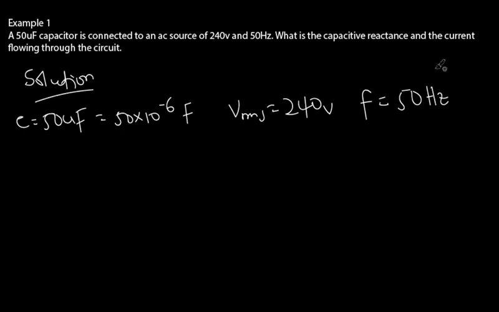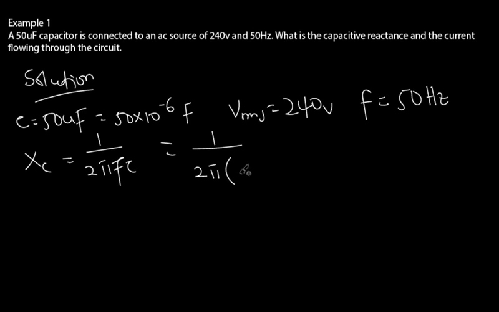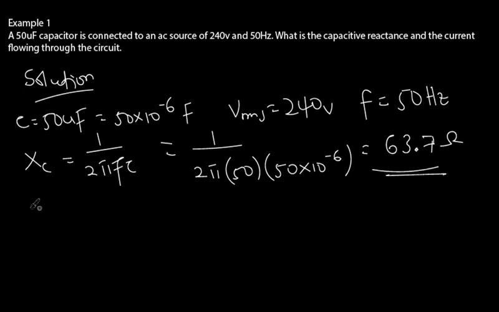We are asked to find the capacitive reactance, XC, and this is given by the formula 1 over 2 pi FC. Once we know this is the formula, we just substitute. So we have 1 divided by 2 pi, then the frequency is 50, multiplied by the capacitance, which is 50 times 10 raised to the power minus 6. If we input everything into the calculator, we get 63.7 ohms. So this is the value of our capacitive reactance in this example.